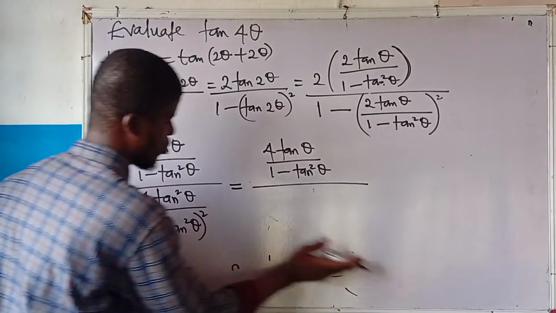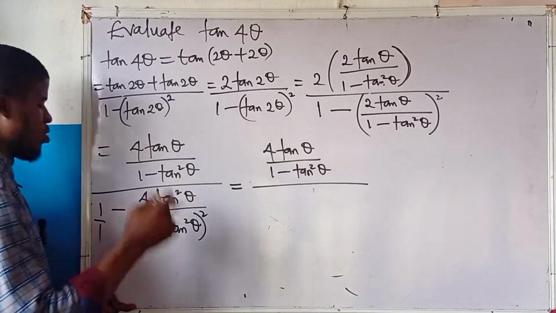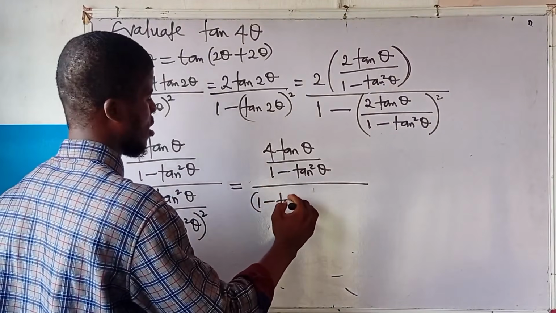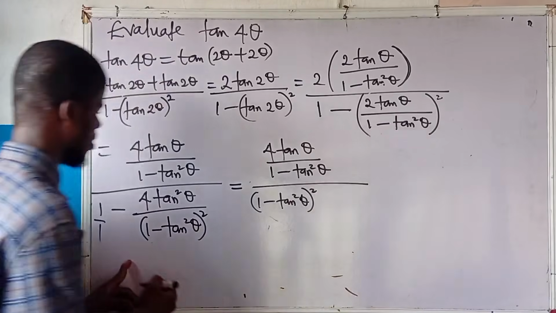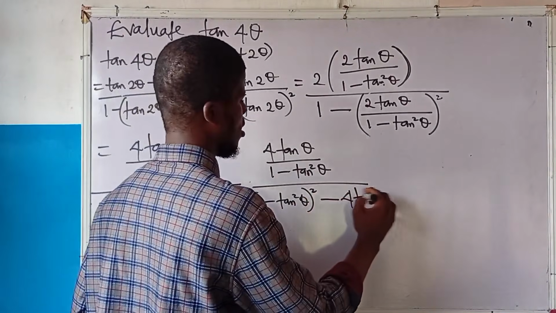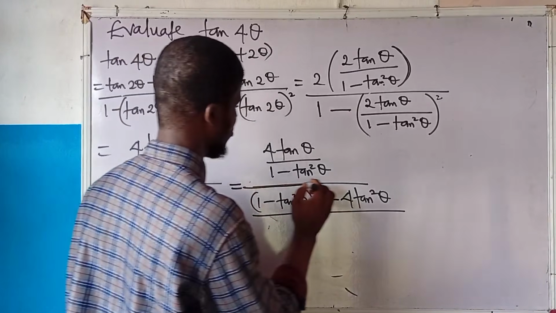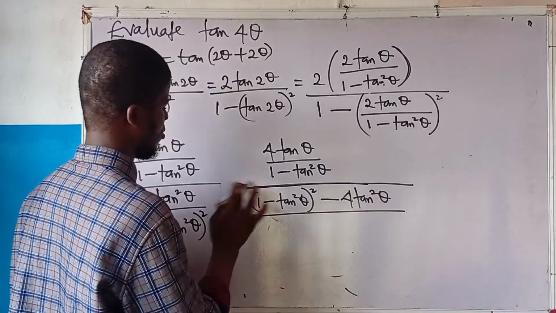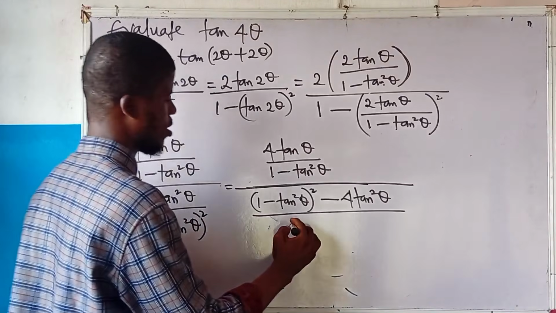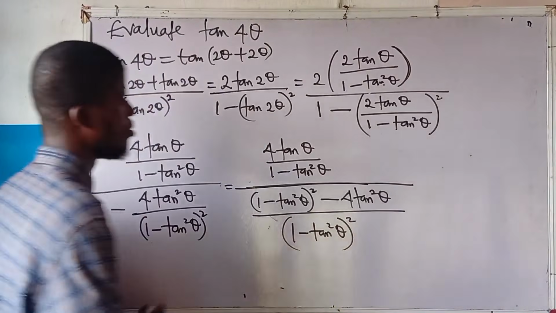So I can simply use this denominator here, this 1 minus tan squared theta all squared, to multiply this 1. I will get 1 minus tan squared theta all squared. Then minus this one on top, 4 tan squared theta, and divide everything by, this one is a bigger fraction, let me stretch it. Good. Divided by 1 minus tan squared theta all squared. Good. We are good to go now.